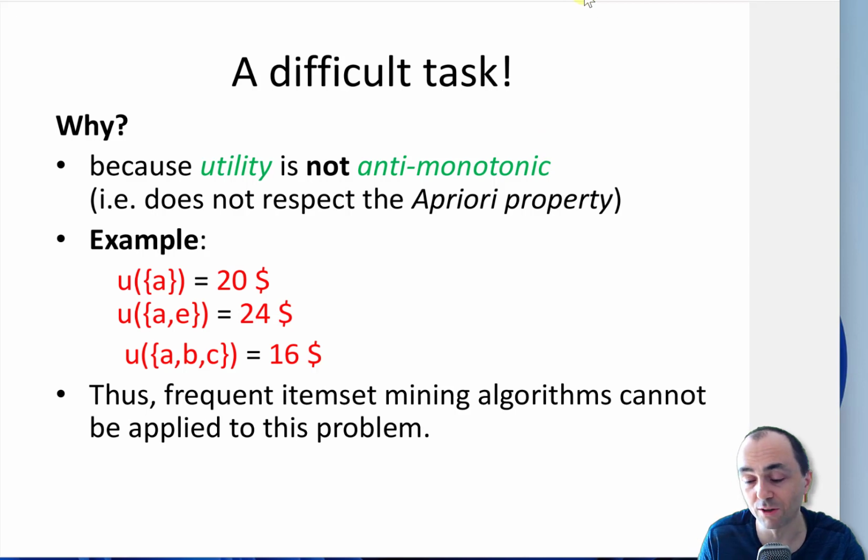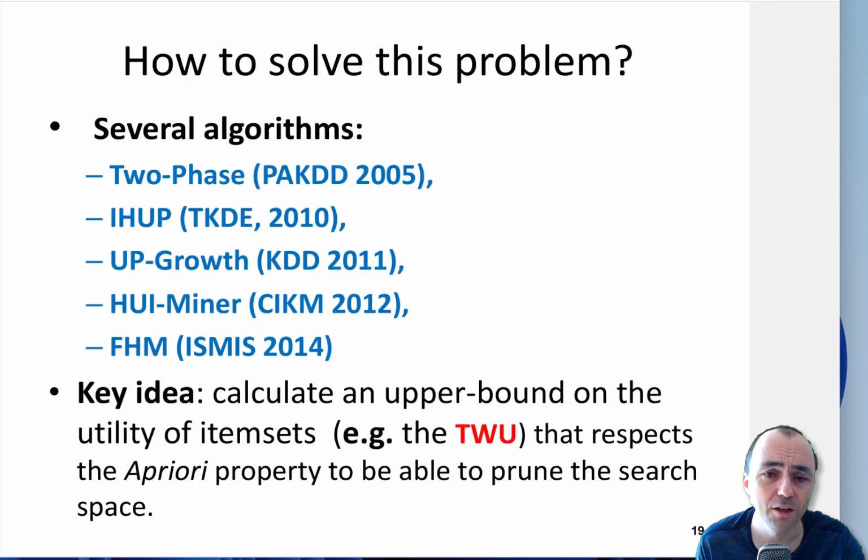So today I will explain some to you. There are several algorithms to solve the problem. Here I show a few of them. Today I will talk to you about HUI-MINER and FHM. They are two very popular algorithms, and also because they are easy, there have been a lot of extensions of these algorithms because they are easy to program, and also they are easy to extend. So you can add many other constraints like the time and so on to these algorithms.